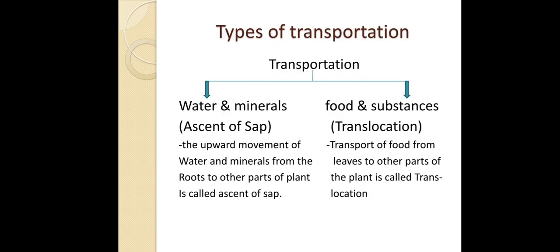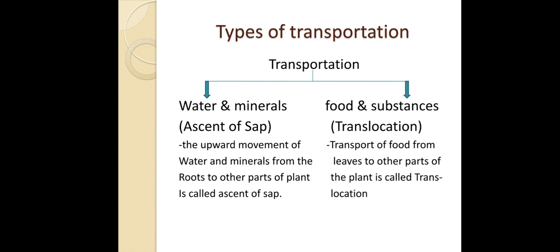If you talk about types of transportation, we have two types. First is water and minerals transportation, which we also call ascent of sap. Sap is a combination of water and minerals, and ascent of sap means the movement of the sap. The other transportation is of food and substances, which is called translocation. So we have two terms here: ascent of sap and translocation.